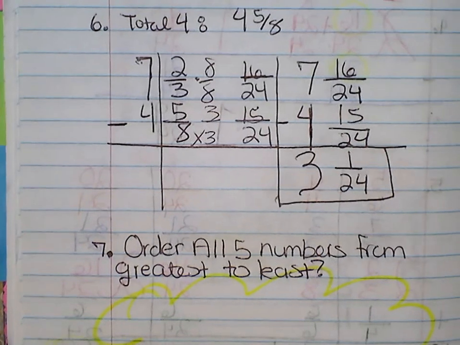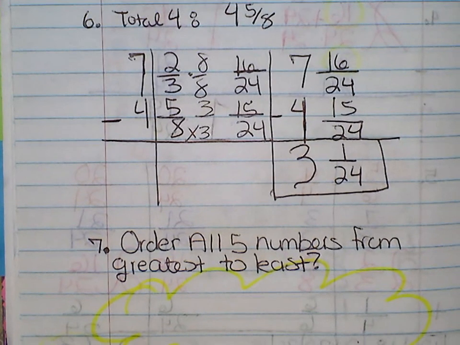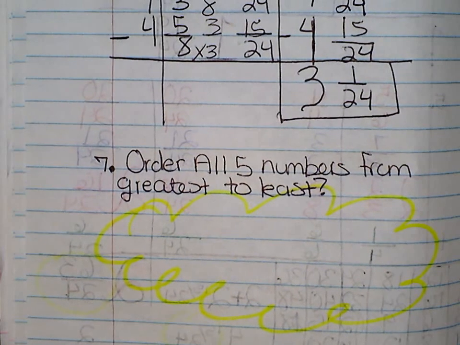We're going to go ahead and leave 6 and 7 for you. There is 6. 7 is going to be all you.